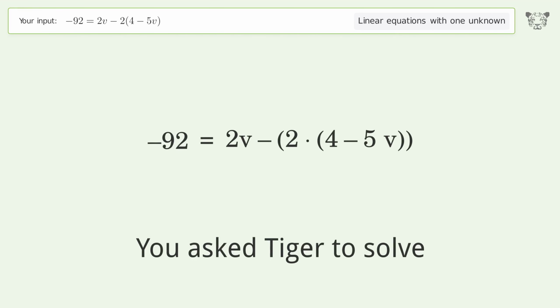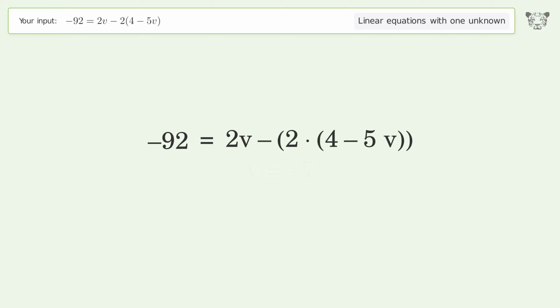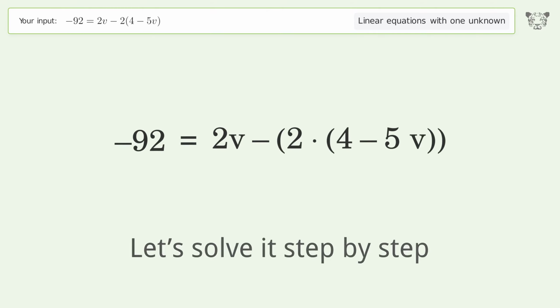You ask Tiger to solve this. This deals with linear equations with one unknown. The final result is v equals -7. Let's solve it step by step.